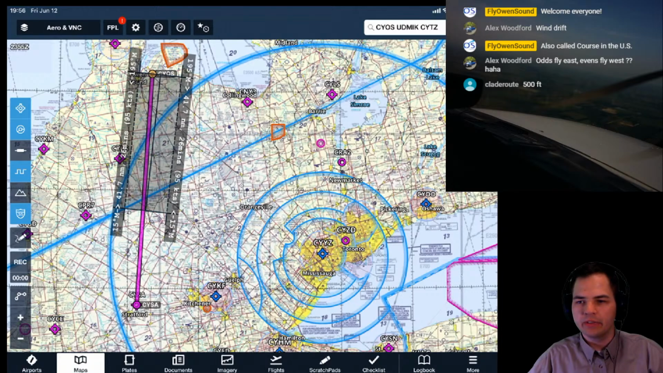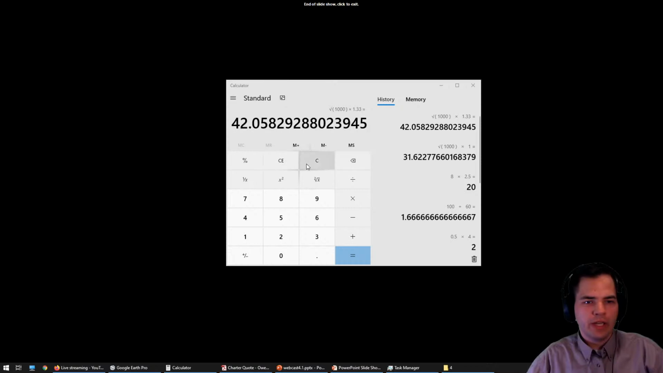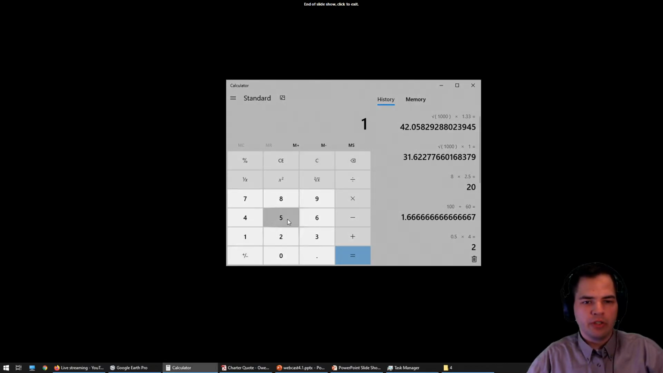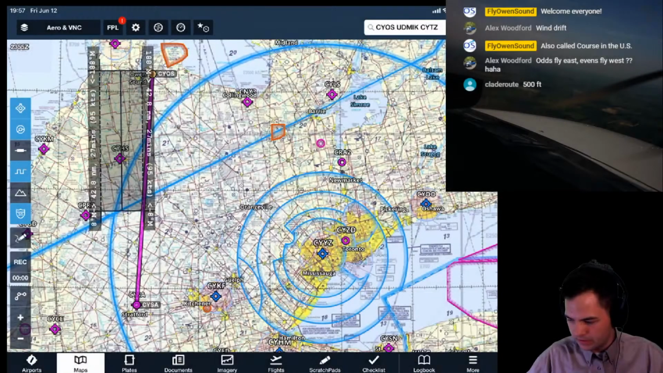But that's about it. So not quite making it there. Okay, so 1,000 didn't work. Let's do 1,500. 1,500 feet. Sorry, the square root of 1,500 feet, times 1.33. 51 miles. Okay, back to the map.